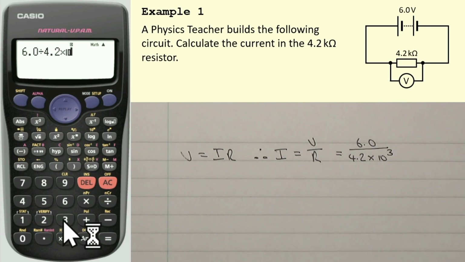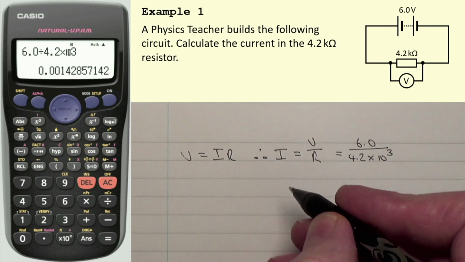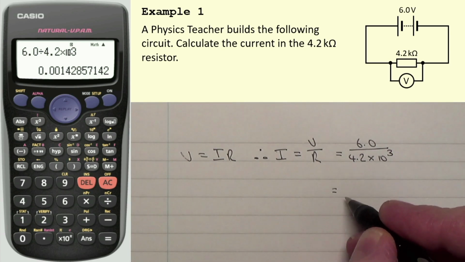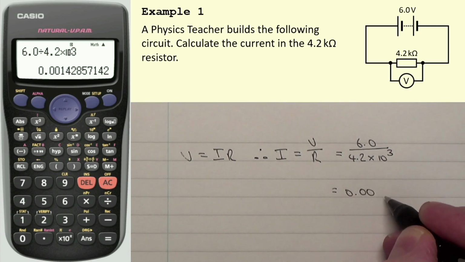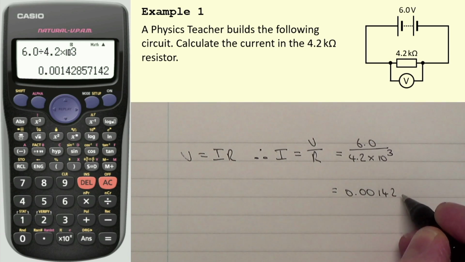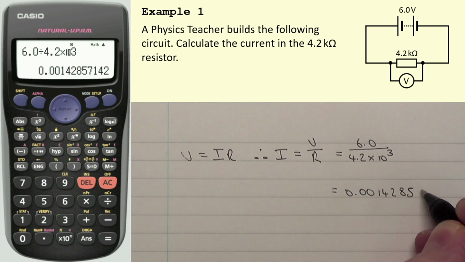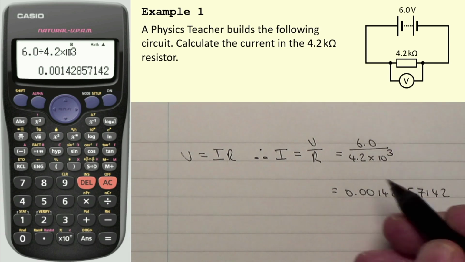Now, if I just plug that into my calculator, 6.0 divided by 4.2 times 10 to the power of 3, I get an answer of 1 over 700. Now, I don't want to write my final answer as a fraction. That's not allowable. So press the SD button. You can see there's a few dots above some of these numbers. That just says that there are recurring decimals in my answer. So I press SD again, and I get this number here. So, in fact, I'll write it on the next line: 0.00142857142, and of course it's in amps.